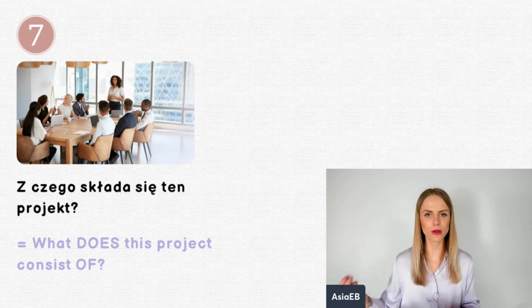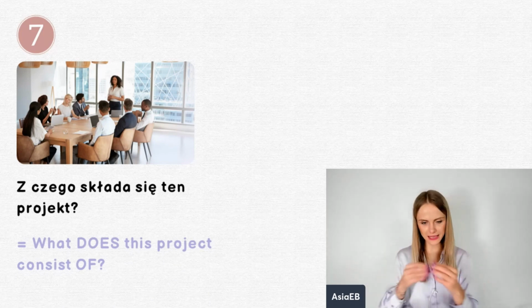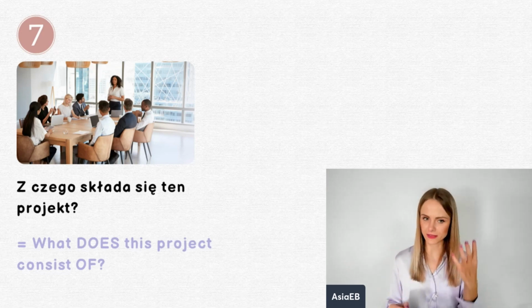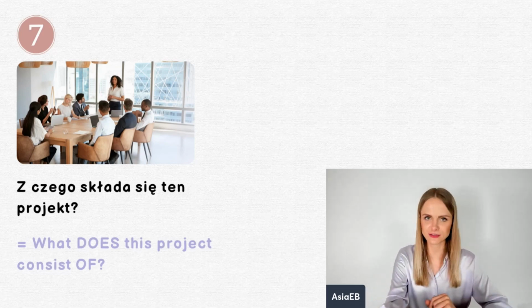So again, preposition at the end, we don't split this collocation, consist of, right? It has to be attached, but then again, don't forget to use does. Don't skip the operator. Very common mistake. So what does this project consist of?